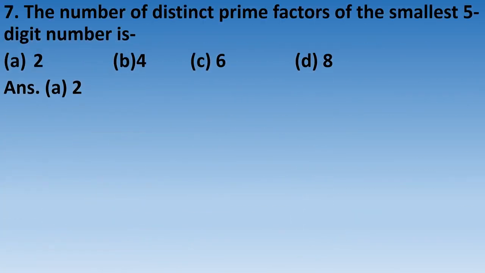Seventh, the number of distinct prime factors of the smallest 5-digit number is. Answer is 2.